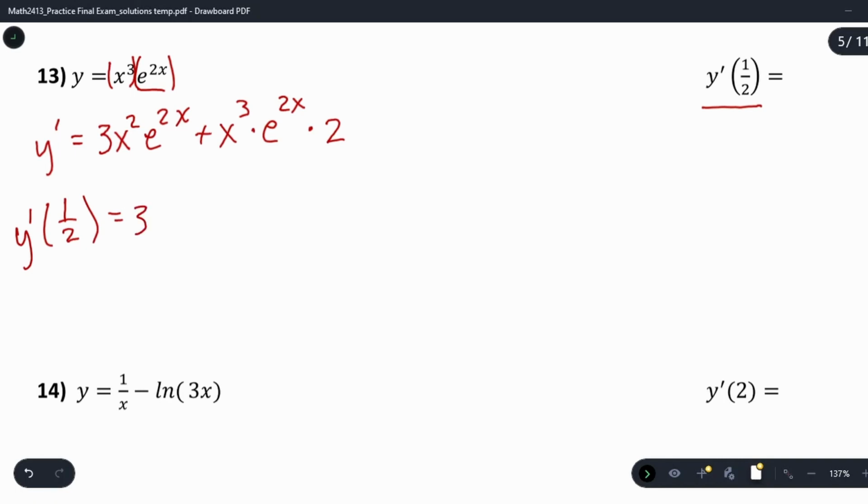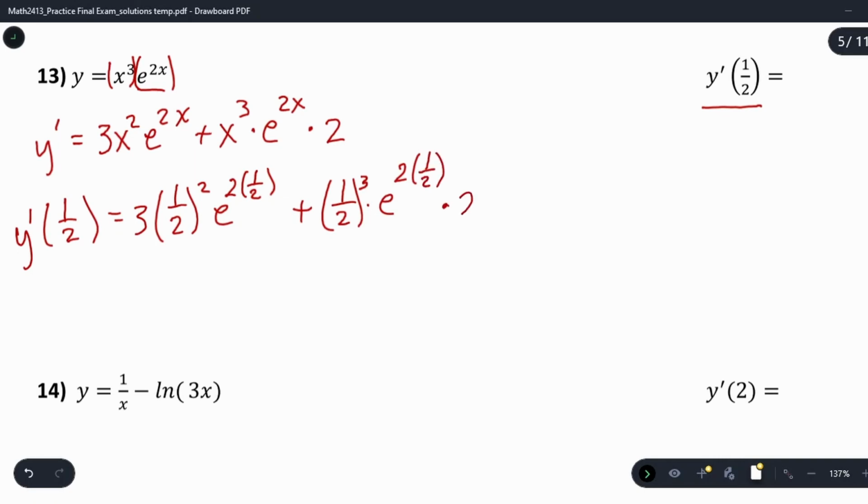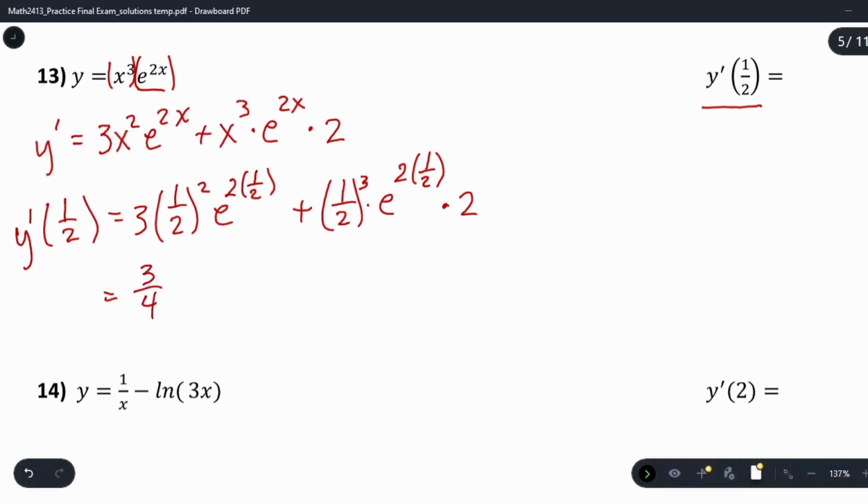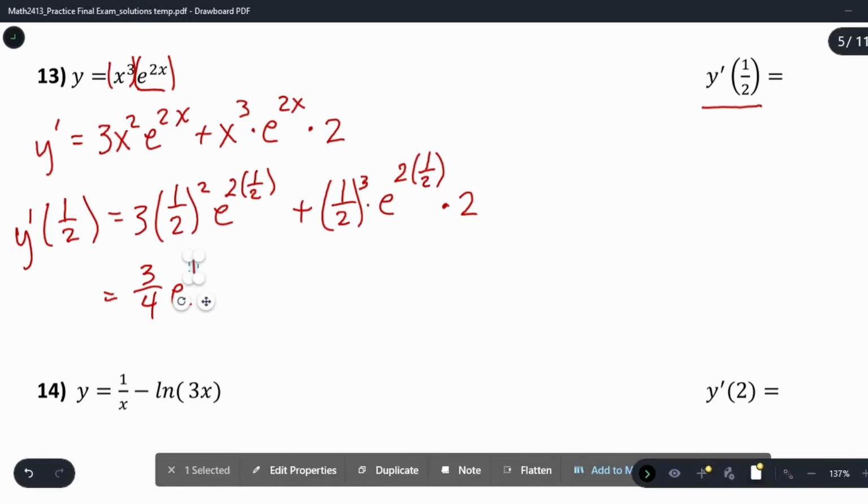So that's going to give us 3 times 1/2 squared times e to the 2 times a half, plus 1/2 cubed times e to the 2 times a half times 2. And that'll simplify. 1/2 squared is a fourth. A fourth times 3 is 3/4. e to the half of 2 is 1, and you don't really need to write the 1.